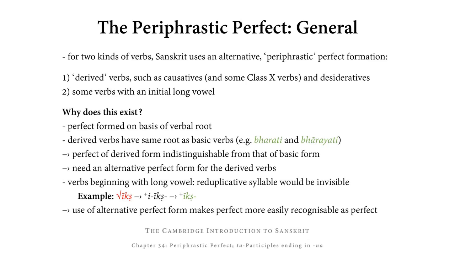Then, in verbs that begin with a long vowel, we actually would have a reduplicative syllable that would be invisible. So, for example, of iksh, to see, we would have the reduplicative syllable I. Verbal roots that begin with a vowel reduplicate just that vowel. And so if we have I, the reduplicative syllable, plus iksh, the root, then those would contract to iksh, and that would look just identical to the root. You would not see the reduplicative syllable there. So, if you have the use of an alternative perfect form, that would then make the perfect of such verbs more easily recognizable as a perfect.